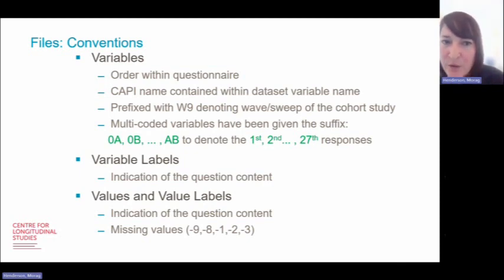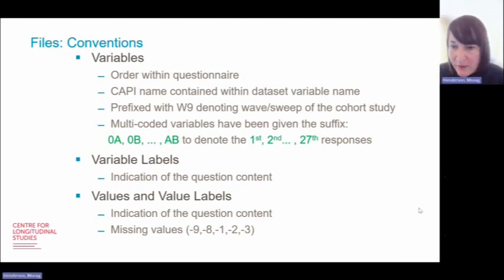As we've done before, we prefix everything for wave 9 or the age 32 sweep with W9. Age 25 we had W8, and it goes backwards, so you should be able to see relatively easily which sweep the variable has come from. And for multi-coded variables, they've been given a suffix A, B, C to capture the first, second, and third iteration respectively.